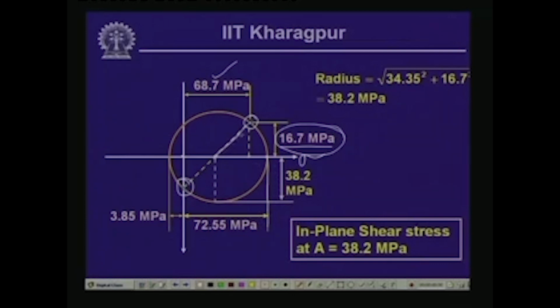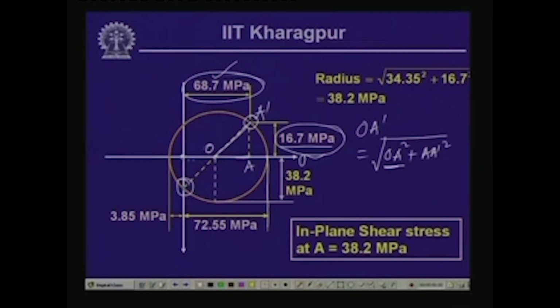Now, the value of the radius will be equal to the root of this distance. Let us call this point O, this point A, and this A dashed. So, the radius OA dashed will be equal to the root of OA square plus A dashed square. Now, OA is the distance from here to here. We know this stress is 68.7, and the center divides this into 2 equal halves. So, 68.7 divided by 2 will give this particular distance.